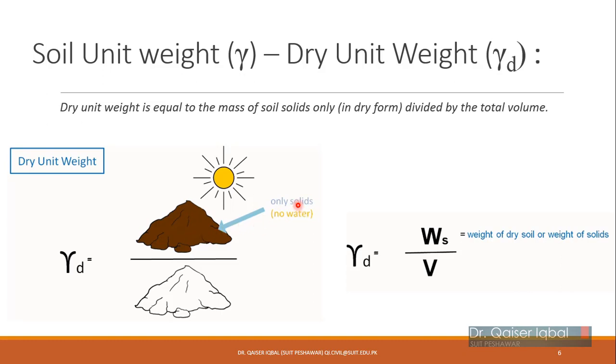So if you take the weight of dry soil, or the weight of only solids, because obviously if there is no water moisture in the voids, then the voids will be completely empty and it will have only solids, okay, soil particles. So that's why it is also known as the weight of solids. So the weight of dry soil or weight of solids divided by the volume of that soil will give you the dry unit weight. So dry unit weight in equation form can be written as weight of the solids divided by the volume.